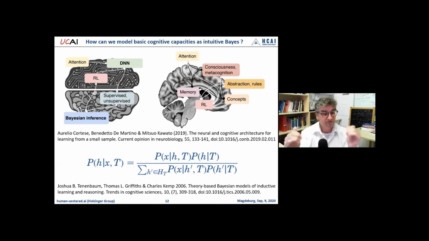That means we have to divide through the evidence. So, in short, the posterior is the prior times the likelihood divided by the evidence. And this is a very awesome work of Joshua Tenenbaum. This shows how we can model common sense. In German, we would say probably "gesunder Hausverstand".